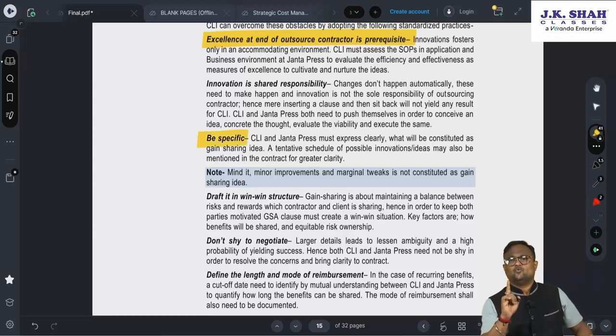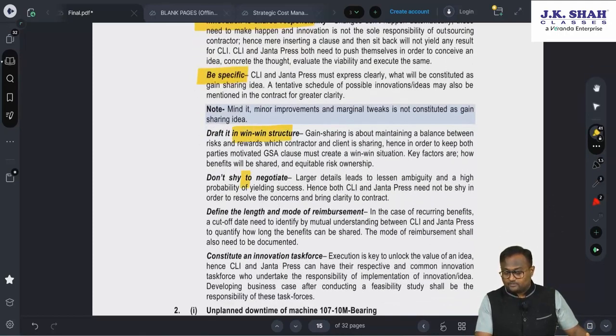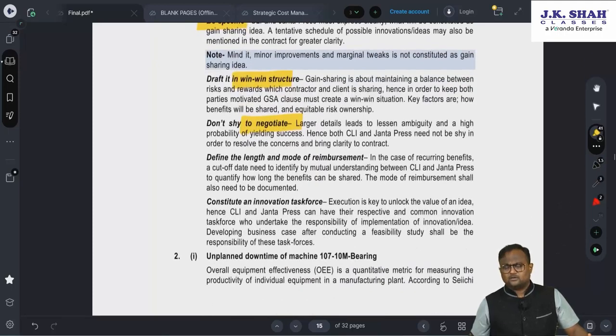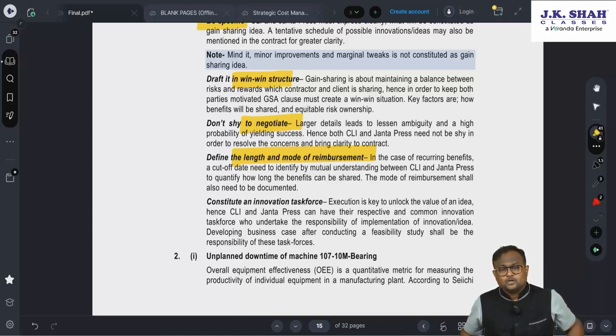Be very specific about what you want. There has to be a clarity, otherwise ambiguity will lead to disputes in the future. Innovation, okay, if you are using some innovative technology, then there must be enough confidentiality shared between the contractor and the contractee. Win-win structure has to be drafted. You should negotiate rather than keeping a grudge in mind that I should have asked this, I should have quoted this. And then define the length and mode of reimbursement. To what extent the benefits will be shared? What will be the amount, what will be the percentage, what will be the mode, everything has to be decided quite clearly, and that is your prerequisite and requirement for gain sharing agreement.